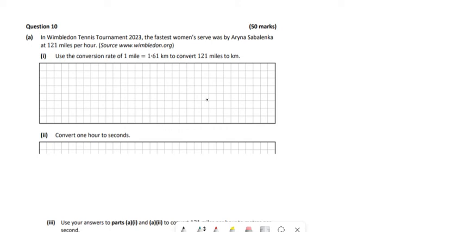This is question 10. We just need to convert 121 miles into kilometers here. It tells us that 1 mile is equal to 1.61 kilometers. Therefore, we're just going to multiply. And we get 194.81 kilometers.